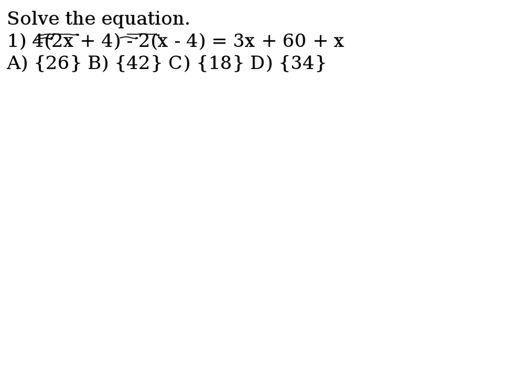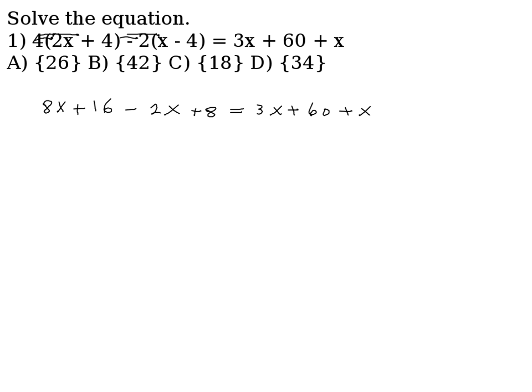So we get 8x plus 16 minus 2x. What would be the next step here when you distribute this? It would be negative 2 times negative 4. That gives you plus 8, equal to 3x plus 60 plus x.